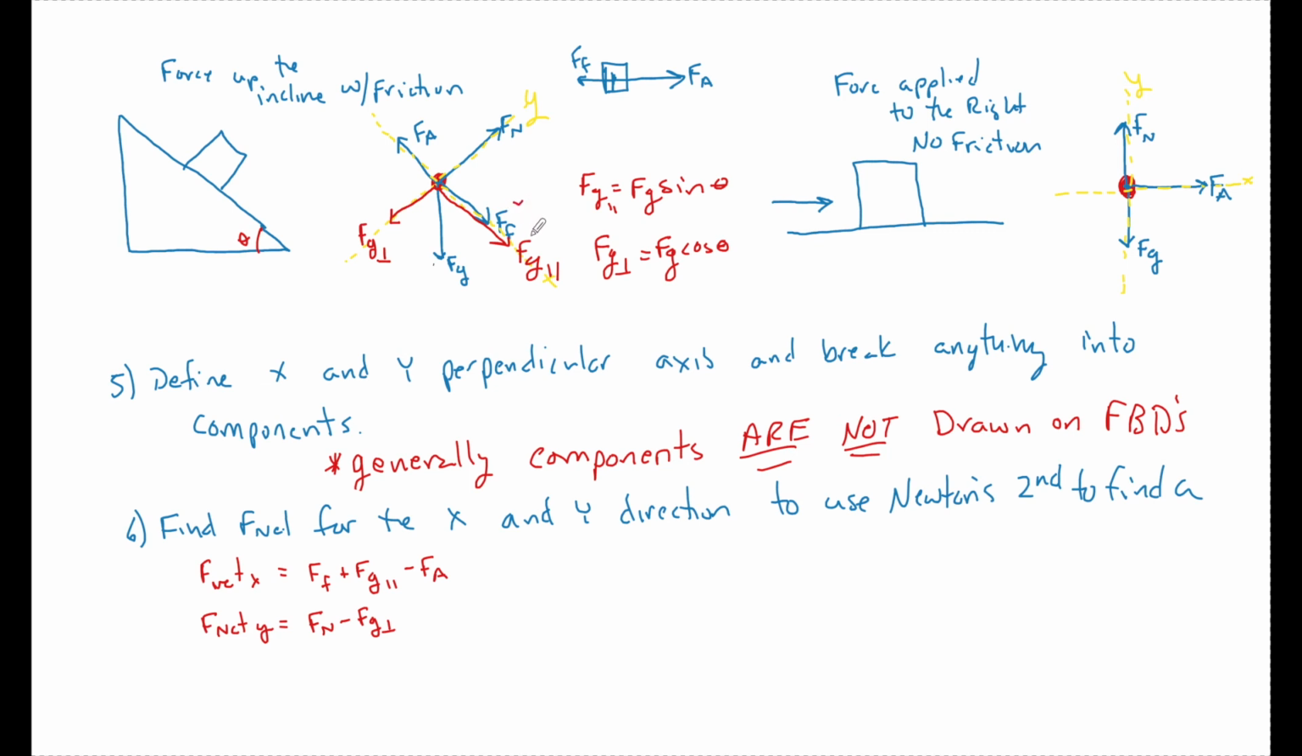So you can see that these two are going to play together in the same direction, and it's going to oppose this one. For this box over here, we see that F net in the X direction is just the force applied, and F net in the Y direction is going to be Fn, if I call up positive, minus Fg. Then I could use Newton's second law of A equals F net over M. Given information about M, I could find acceleration of these systems.